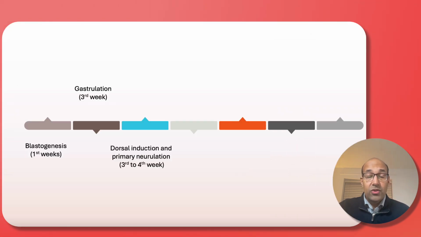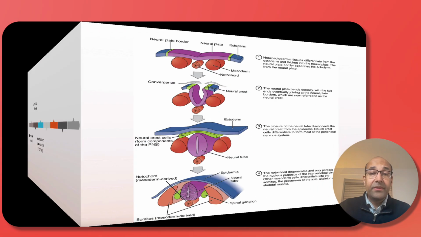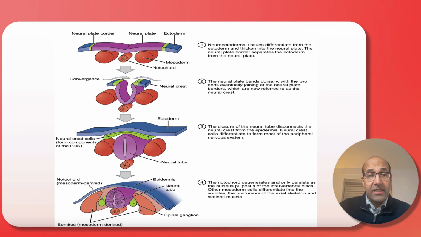Dorsal induction. We move on to the next stage, dorsal induction and primary neurulation, which usually happens between the 3rd and 4th week. Simply, we can see the neural plate folding, forming a tube. This is the neural tube with a cranial pore and a caudal pore. At the same time, the neural crest, a part of the neural plate, will form the peripheral nervous system. The small notochord will persist, forming the nucleus pulposus of the intervertebral disc.